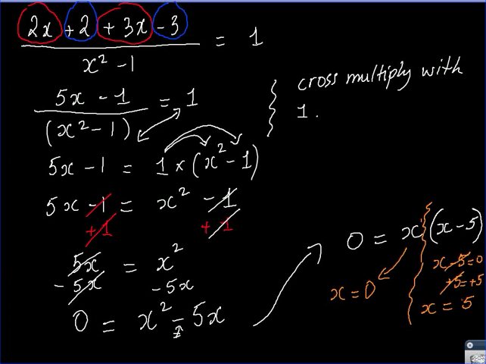And that's the end of the question. Like I said to you, it's a very long question to complete. There are a few things to know: cross multiplying, getting the same denominators, collecting like terms, expanding brackets, and factorizing.